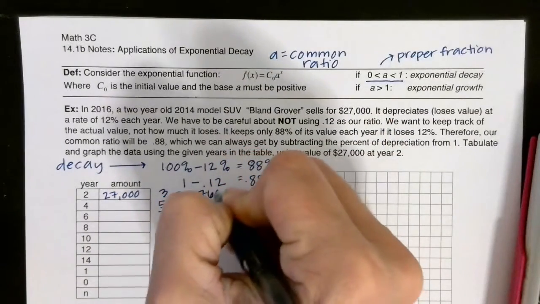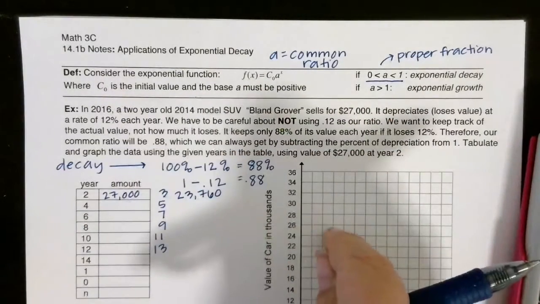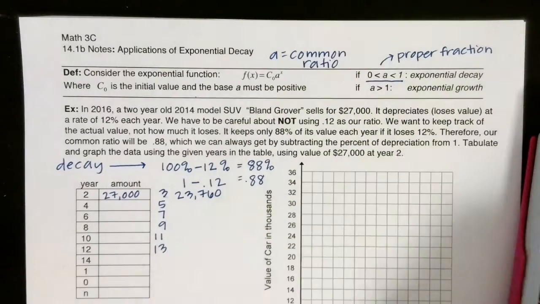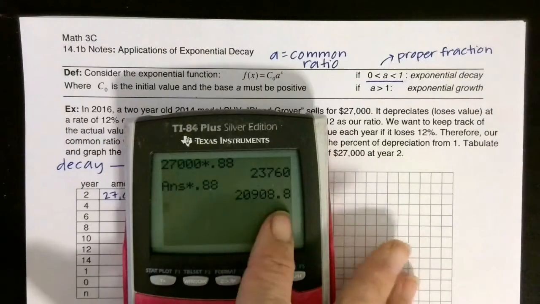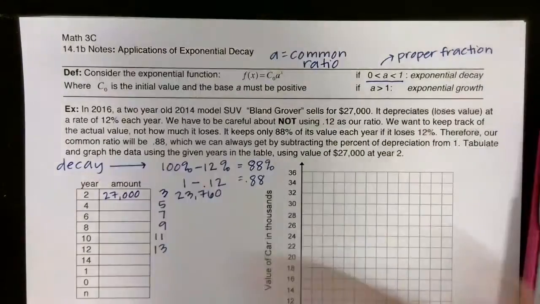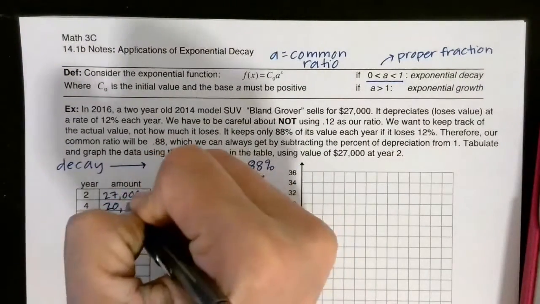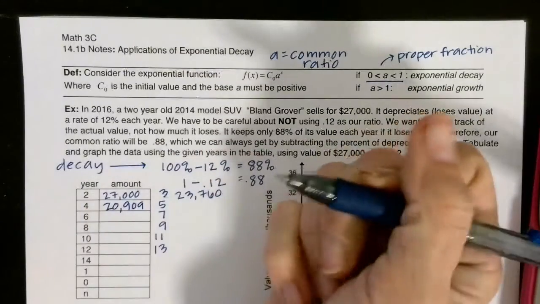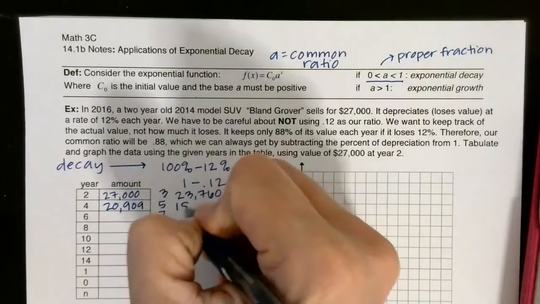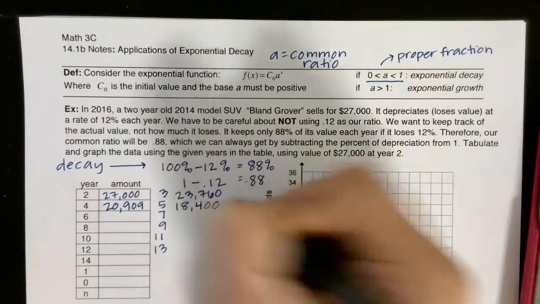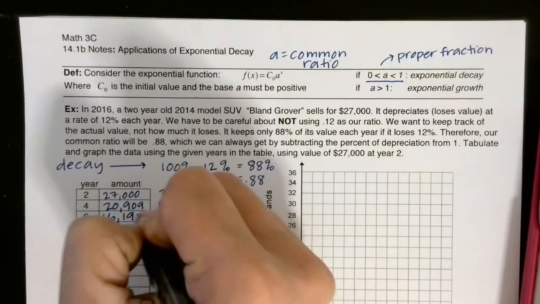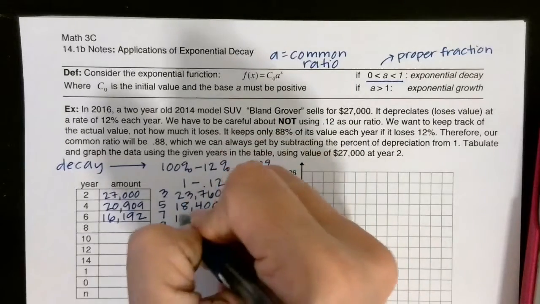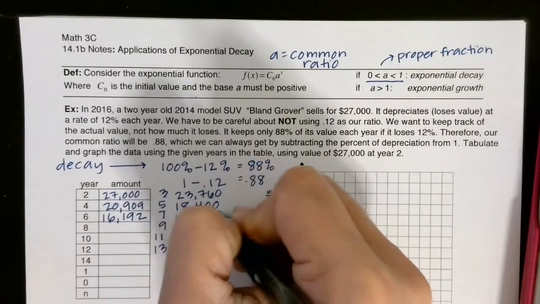That gives me 23,760. That's a good thing because it should be going down in value. Not drastically, but down. Then I'm going to multiply that by 0.88 and I get this number right here. We are rounding to whole numbers, so 20,909. Then multiply that by 0.88, 18,400. Now we are going to fill the rest of this table out. You guys know to find the next number, I just keep multiplying by 0.88.